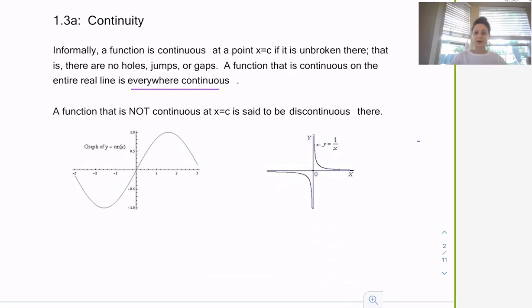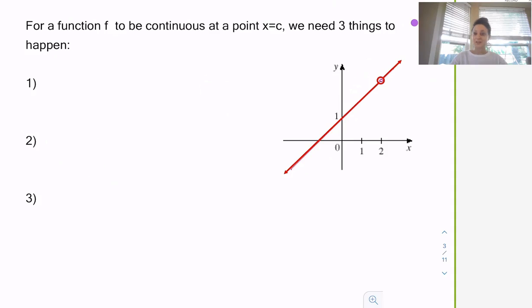So I've got two graphs on the screen. Which one, the one on the left or the one on the right, is continuous? The one on the left is continuous everywhere. The one on the right has what we call an infinite discontinuity, and we'll talk more about that in a bit. So there are three conditions that are needed in order for f to be continuous at a point x equals c. I'm going to force a pause on your screen. I'd like for you to copy my screen and we'll fill it out together.